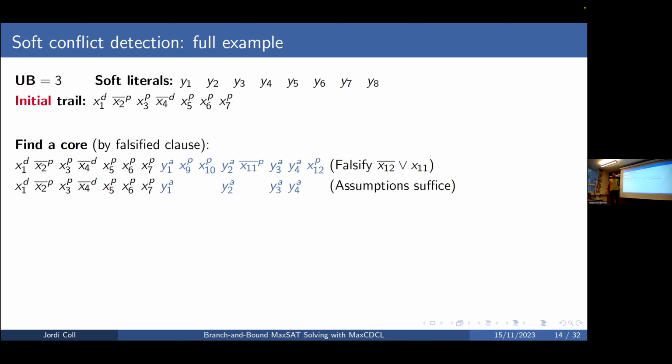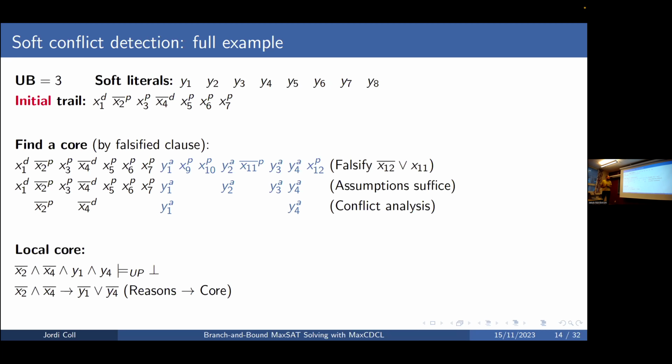Yes, this is giving me a local core. But maybe not all the assumptions are needed. Maybe only a subset of them led me to the conflict. So if I do some conflict analysis on this, I can get exactly what the really relevant sub-literals are. Maybe what I detect is that in order to reach this contradiction, only these two assumptions matter, and only this part of the current partial assignment matters. This assignment, by unit propagation, gives me a contradiction. So I record this core.